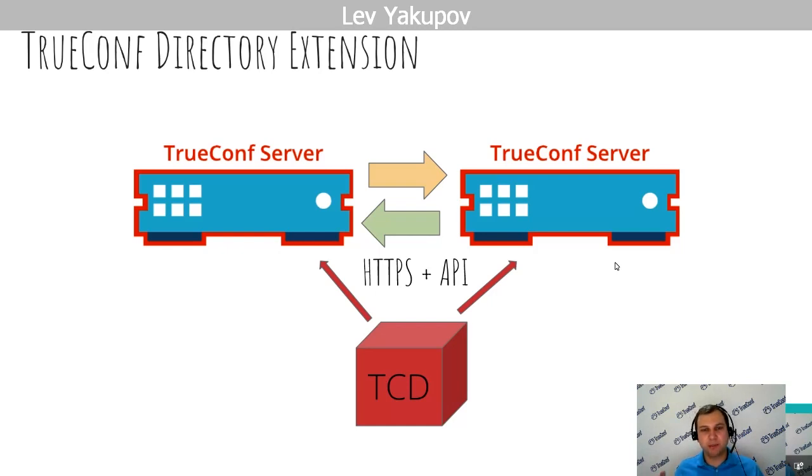So basically, it commands multiple TrueConf servers to share users' data between each other, but it doesn't transfer any user data to the directory itself. It just commands the servers to exchange the data. So basically what we do, we have the full copy of the user database of another server's users on every server. So every server knows and stores locally information about all users of remote servers.